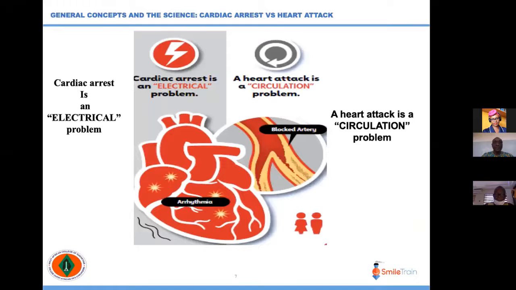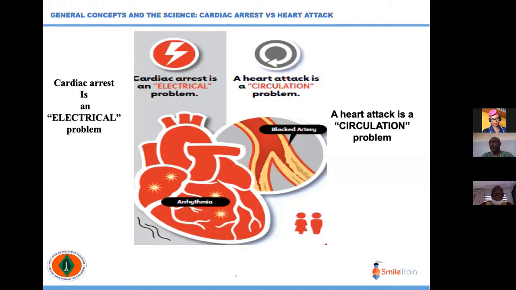Cardiac arrest is an electrical problem, and we should not confuse it with heart attack, which is a circulation problem. Cardiac arrest is triggered by an electrical malfunction in the heart that causes an irregular heartbeat, what we normally call an arrhythmia. And so the pumping action is disrupted. The vital function of the heart is disturbed. So the heart cannot pump blood to the brain, lungs, and other organs because of electrical malfunction.